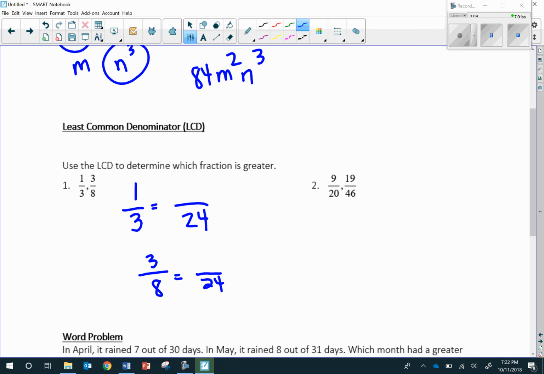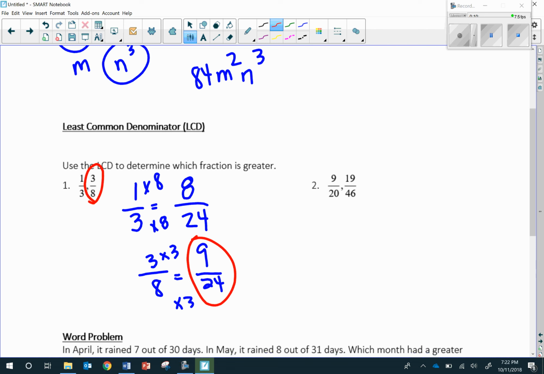Now I want to think to myself, how do I go from 3 to 24? I multiply by 8. I need to do the same thing to the numerator. So I'm going to multiply the numerator by 8. So 1/3 does in fact equal 8 24ths. 3/8, to go from 8 to 24, we're going to multiply by 3. We need to do the same thing on the top. So we would have 9/24. Because we have the same denominator now, we can compare them. 9/24 is greater, which means that 3/8 is greater than 1/3.